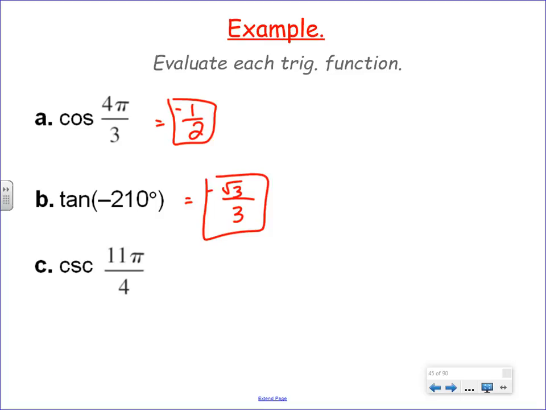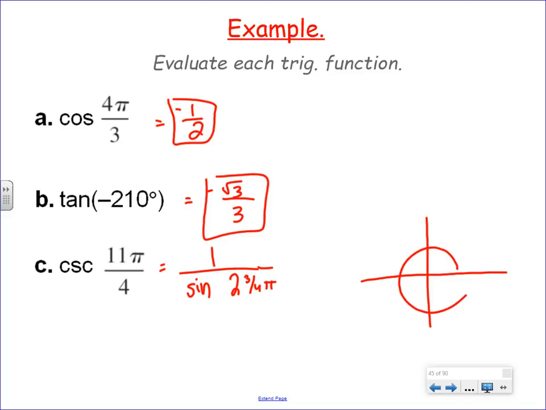Cosecant of 11 pi over 4. What is that? Oh, it's 1 over sine of 11 pi over 4, which is 2 3/4 pi. Okay, hold on. This is kind of like a bonus, maybe? Oh, maybe not. Maybe I didn't give you this one as a bonus. But, question. How do I do 2 3/4 pi? That's not in the unit circle. One full time, and then what?